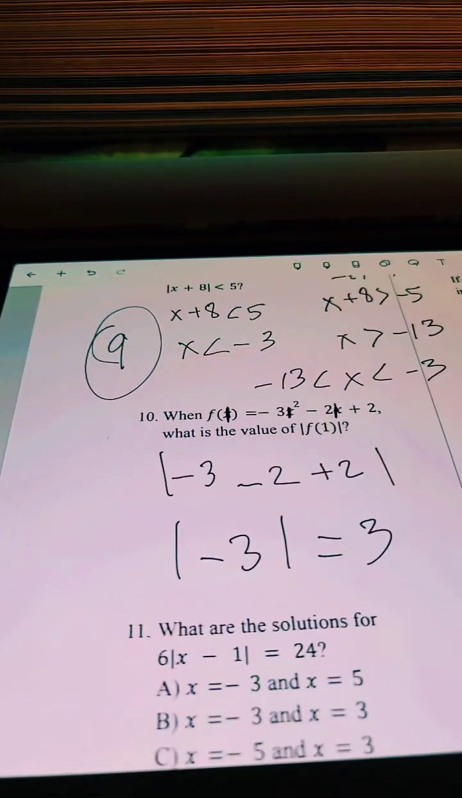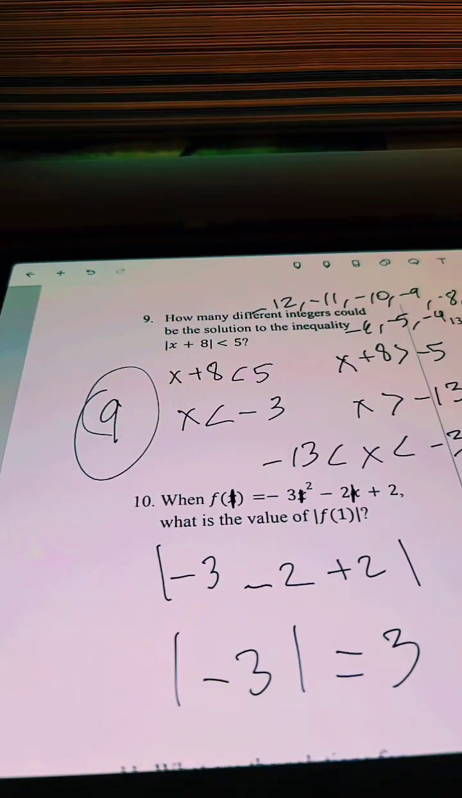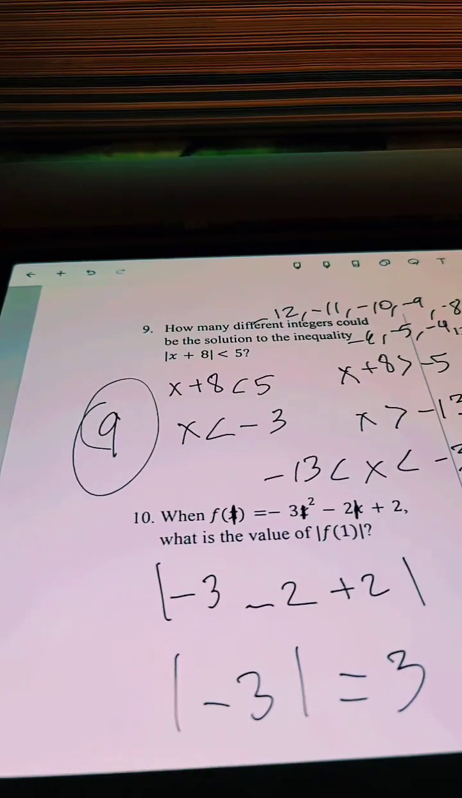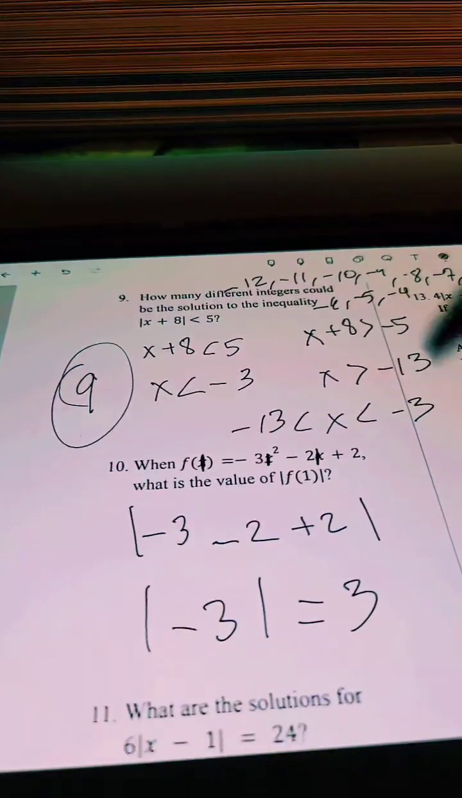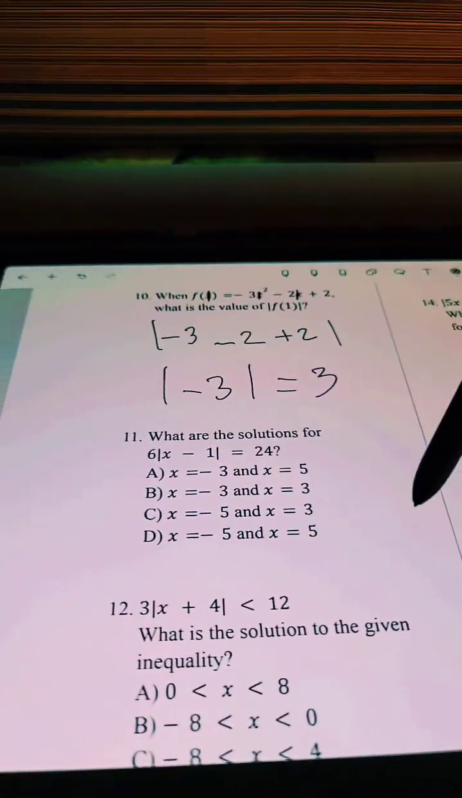I'd write out a word explanation so I don't waste something, and then I'd say the answer. Yeah, you could do that as well if you want. Whatever works for you.